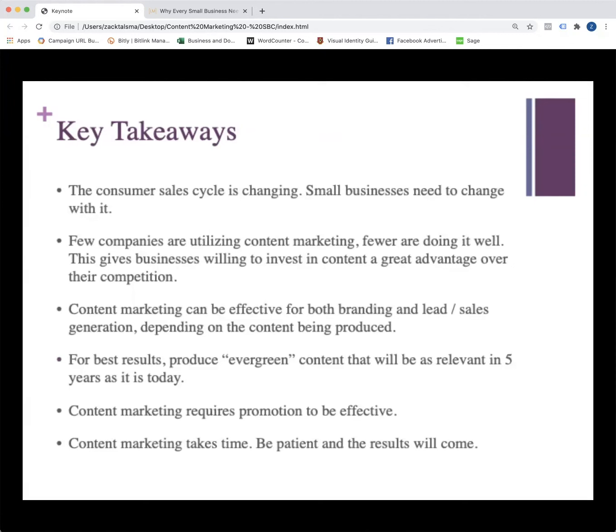The first is that the consumer sales cycle is changing, rapidly changing, I would even say. So small businesses need to change to adapt to that. You can't just rely on people coming into your store looking for potential solutions to problems. By the time they come to your store, they probably already have a good sense of what they're looking for, and they already have some information that maybe skews them away from your products or services.